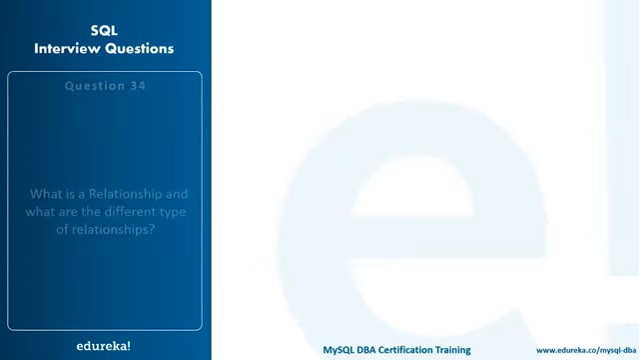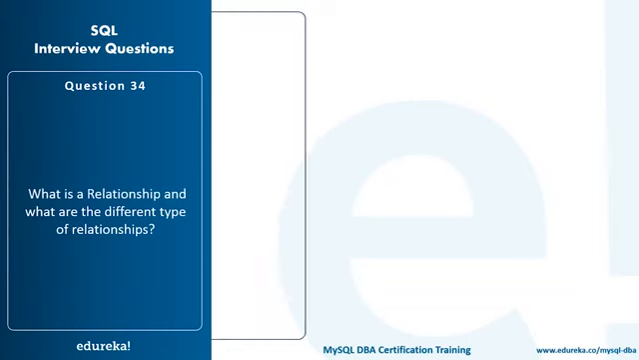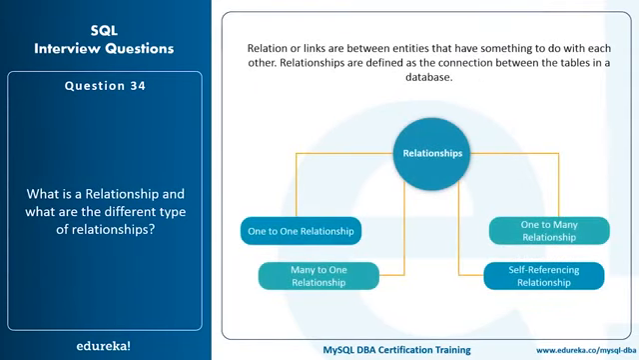Now let's move forward to our next question, that is what is a relationship and what are the different types of relationship? So relations or links between entities that have something to do with each other can be basically termed as relationships.